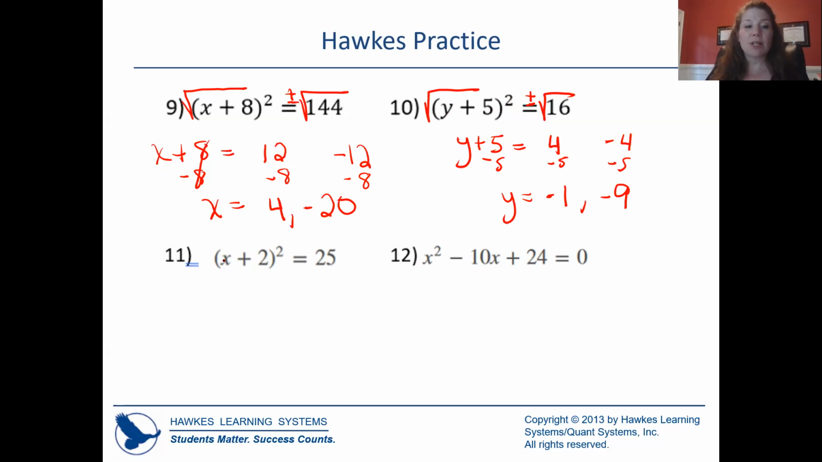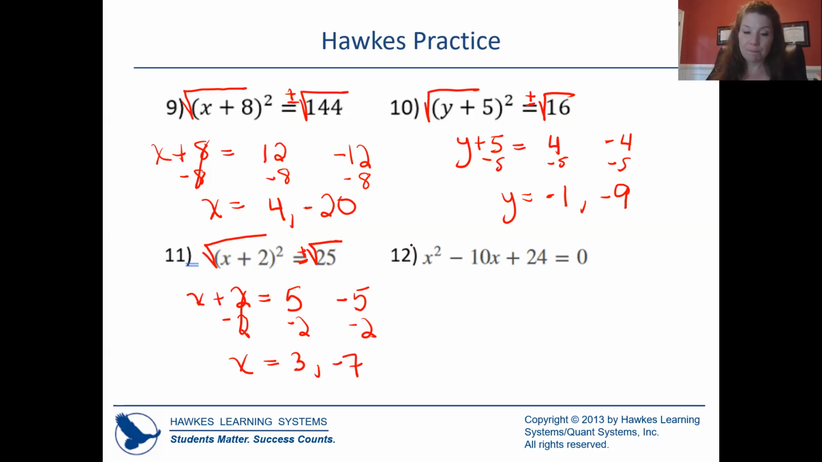All right, so anyway, number 11, we want to cancel off the square. So we're going to find the square root. We're going to do positive and negative. So then we have x plus 2 is equal to, the positive square root of 25 is 5. The negative is negative 5. And then the last thing we do to solve for x is we subtract 2 from each side. So our answer is x is 5 minus 2 is 3, and negative 5 minus 2 is negative 7.